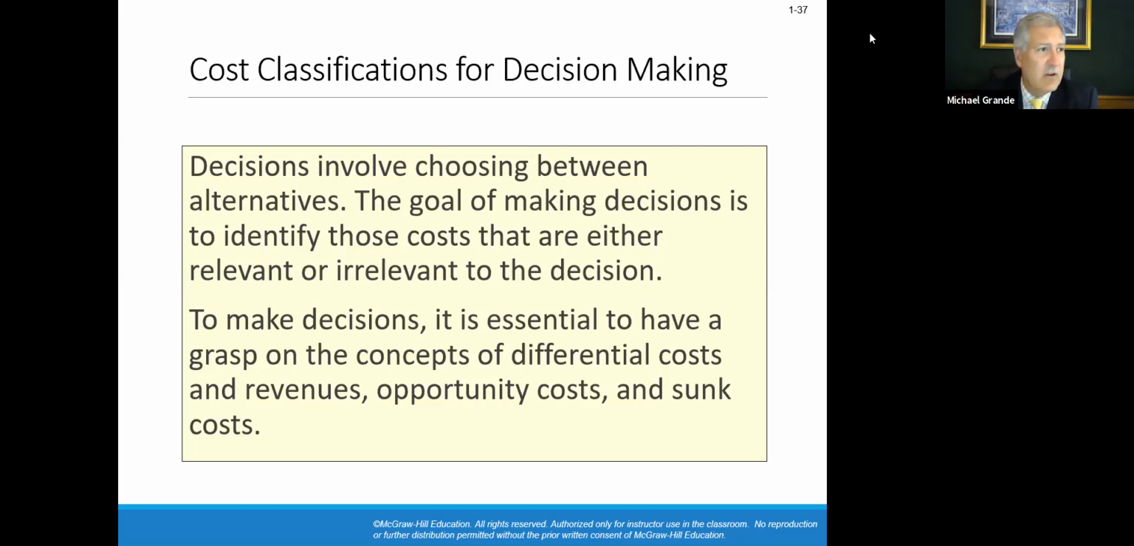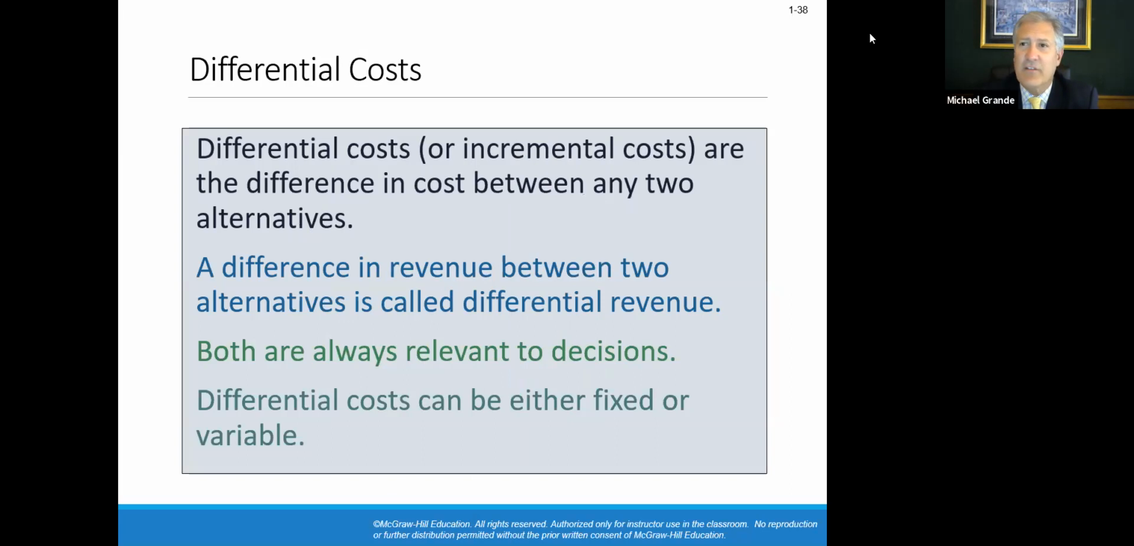and sunk costs. What is a differential cost or incremental cost? It is the difference in cost between any two alternatives. We'll see an example. A difference in revenue between two alternatives is called a differential revenue. So alternative A versus alternative B. If I do alternative A, what's my revenue versus alternative B? Differential costs can be either fixed or variable.